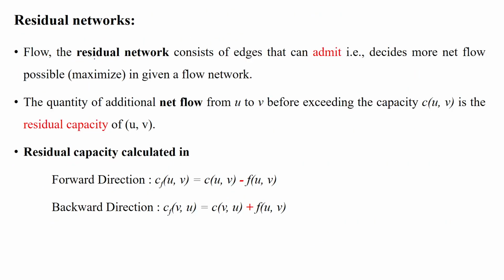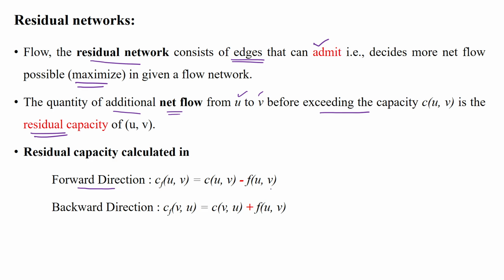So here the flow in the residual network has the edges which are admitting the flow between the two vertices, and finally we have to identify the flow between the source and destination. Here our idea is to maximize the flow in the given network. The quantity of additional net flow from the vertex u to v should be checked before exceeding the capacity, right? That means here we are identifying the residual capacity between the two vertices using two calculations.